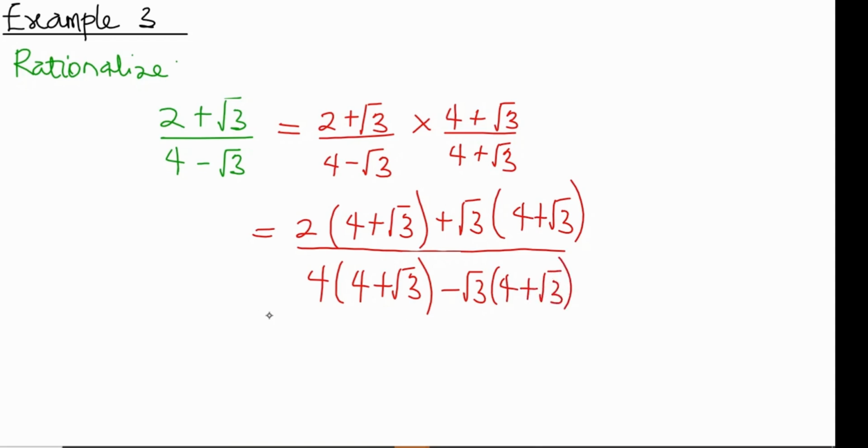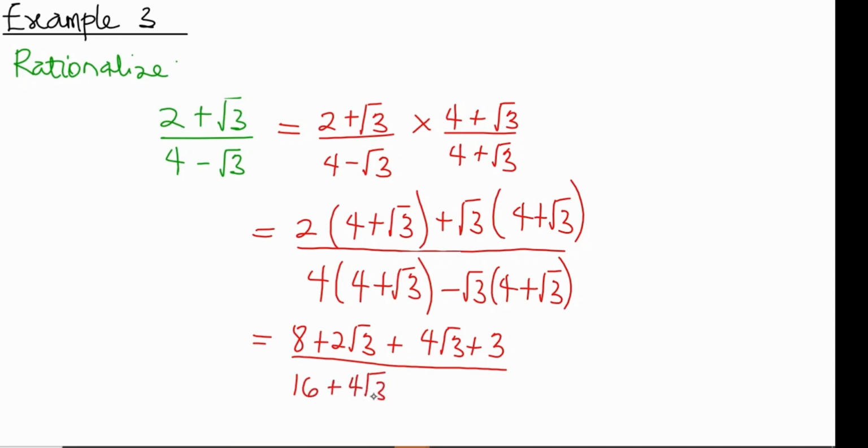Now once we have this, we continue with our multiplication. So 2 multiplies 4, we have 8, and plus 2 square root of 3 here, and plus 4 square root of 3. The next one becomes, since they are like sets, then we should have 3 here, divided by 4 times 4 gives us 16, and we have plus 4 square root of 3, and minus 4 square root of 3, and we have 3 here. Since they are like sets and they are multiplying, we have 3 here.